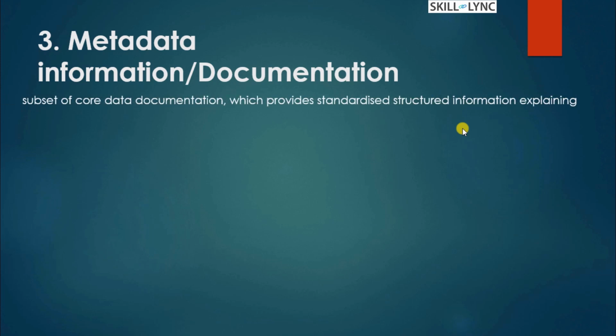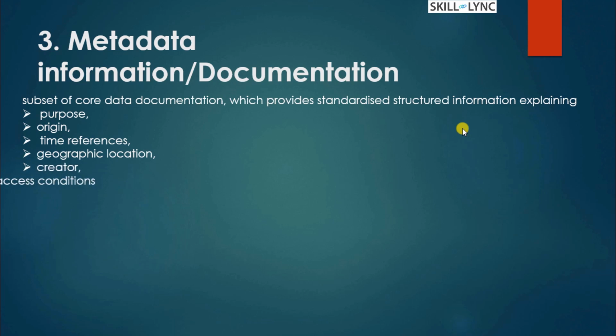So what metadata means is it's a subset of the core data documentation, which will provide additional standardized information that's going to explain what is the purpose of the file, what is the origin of the file, what are the different time references that are built into it, and the geographic location, who is the author of it, and what are the access conditions, what are the access levels, what are the terms of use of those data collection, and so on. So this is the definition of the metadata information from the UK Data Archive.